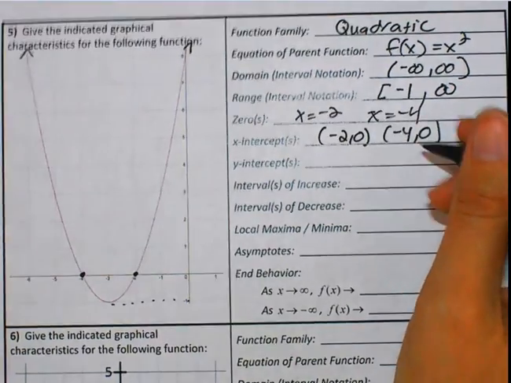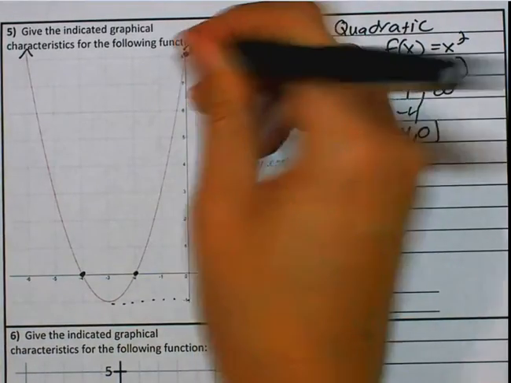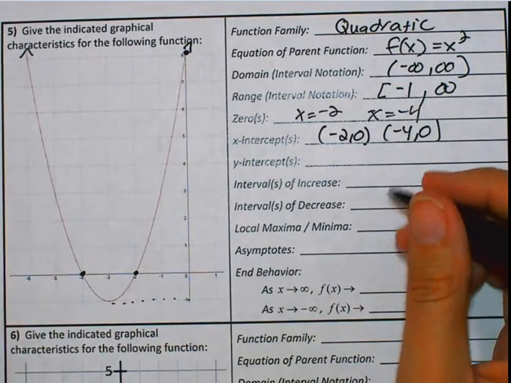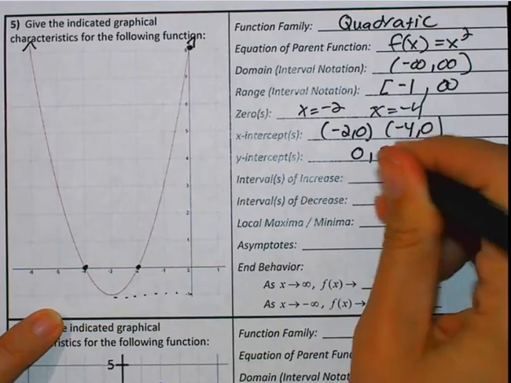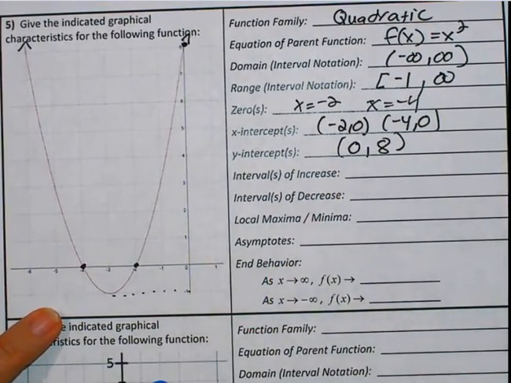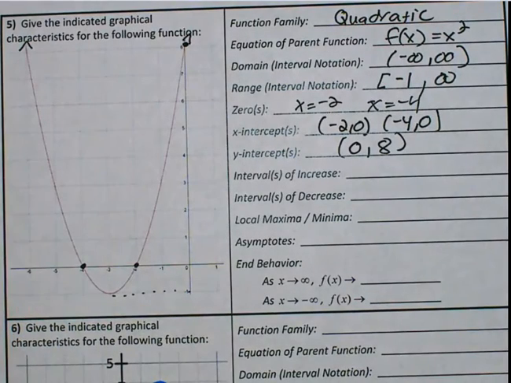The y-intercept, so our y-intercept is way up here. Okay, and we list that as a coordinate as well, and that one's going to be 0, 8. Be careful, make sure you have these in the right order. Increasing interval, okay, so increasing interval. So you're looking at the graph to figure out where it's increasing.